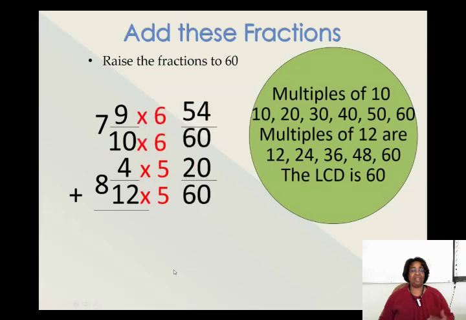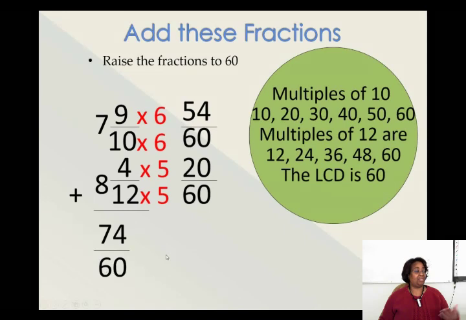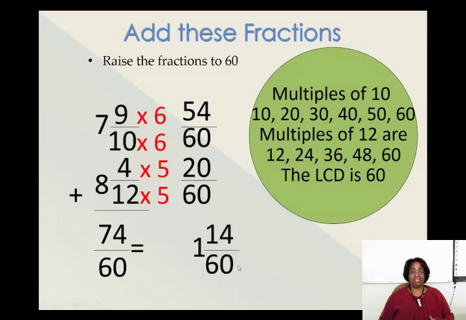And my new equivalent fractions become 54 over 60 and 20 over 60. When I add that, I get 74 over 60, which is going to have to turn into a mixed number. Actually, I'm going to have a mixed number, and I'm going to have to reduce that mixed number. My whole number is 15, because 7 plus 8 is 15. So let's find the mixed number here. We're going to get 1 and 14 over 60, I'm sorry.